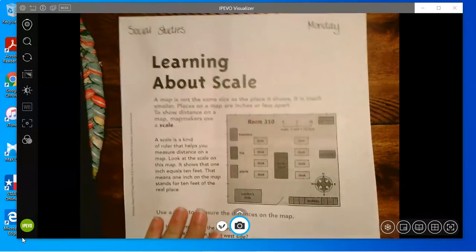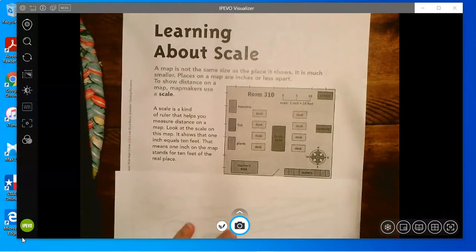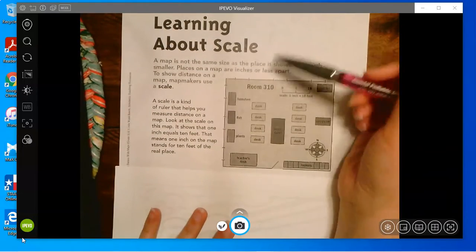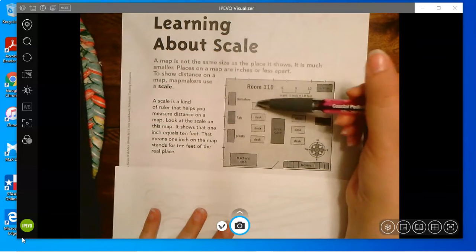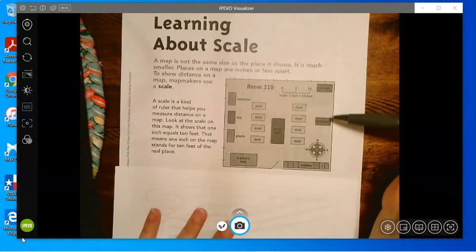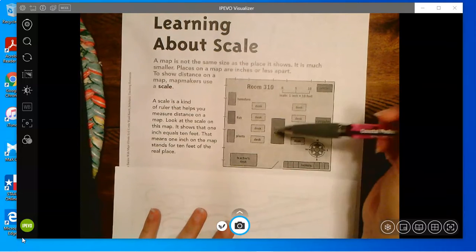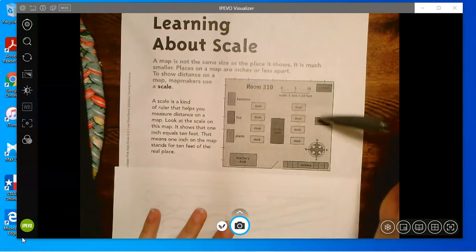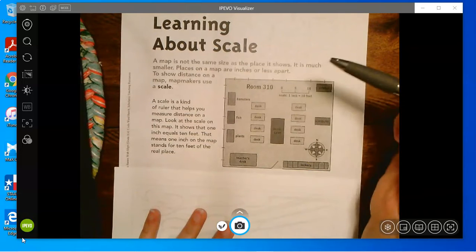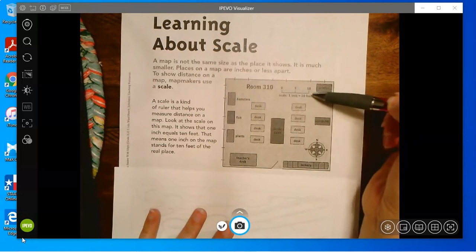Okay, so here is a map of, it looks like a classroom because it says room 310. I have hamster, fish, plants. Here's the teacher's desk. I have desk over here, printer, computer, bookcase, lockers. And here's my compass rose. So here's north, east, south, west. And so here's my scale.